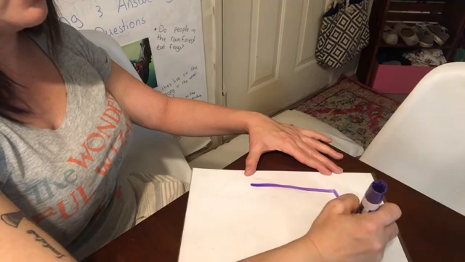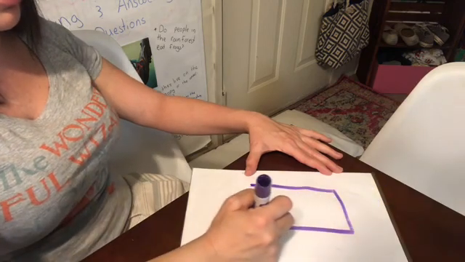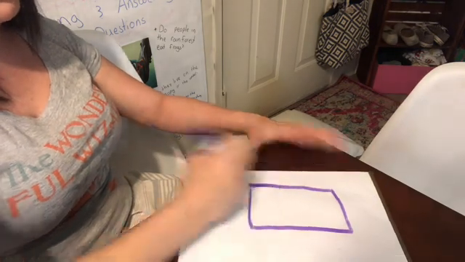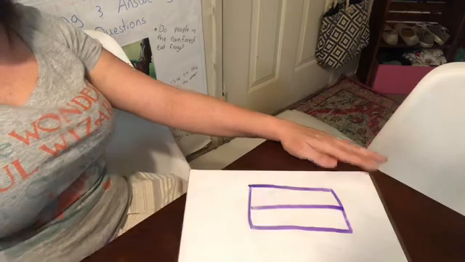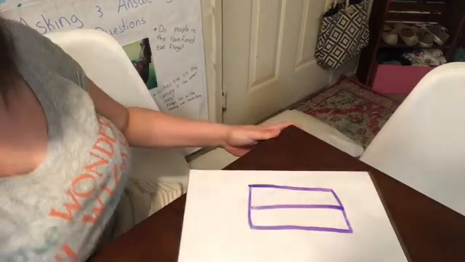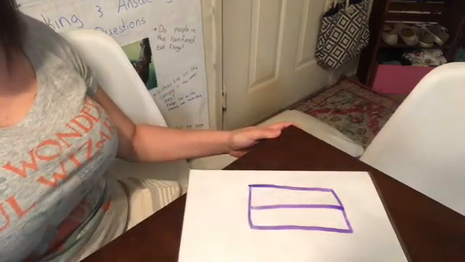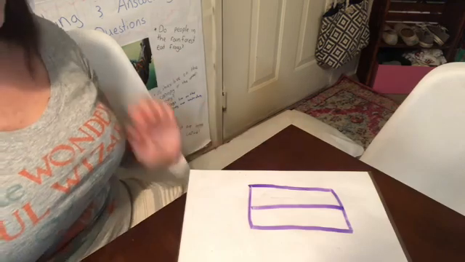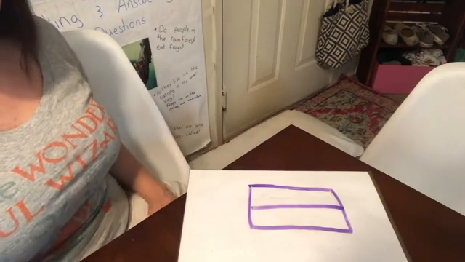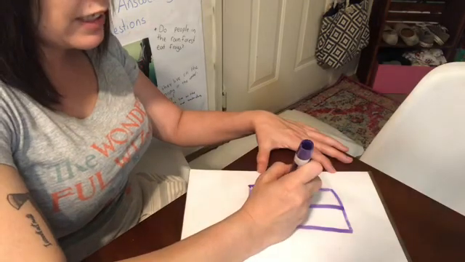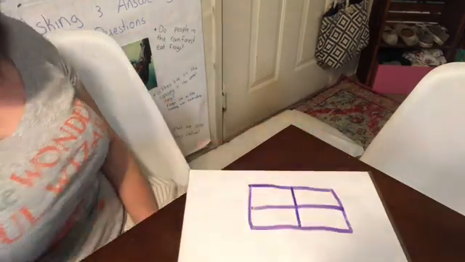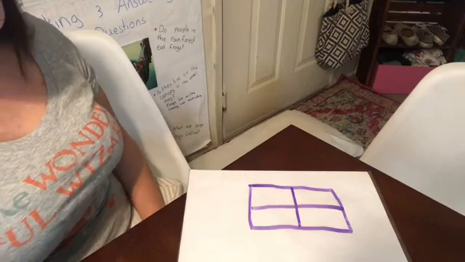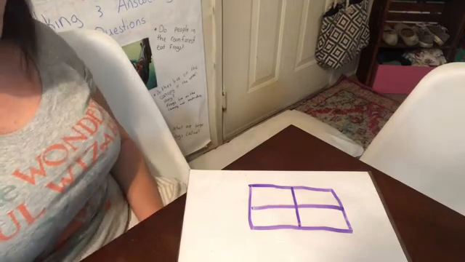The first thing I'm going to do is I am going to draw a rectangle. Then I am going to partition that rectangle in half, like a hot dog this time, not like a hamburger. Once you have partitioned this in half, then go ahead and partition it in half again. This time you are partitioning it like a hamburger. So I have fourths at this point.